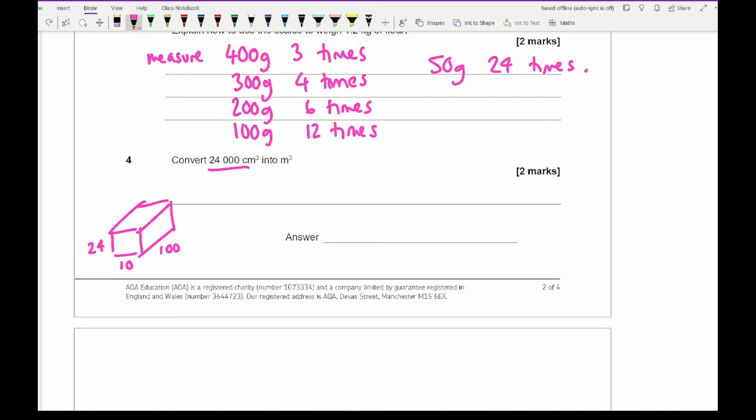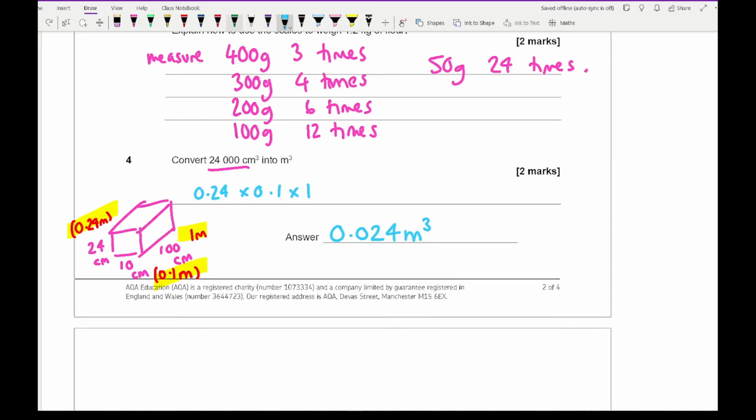So from this, these are all in centimeters. What I can now do is convert each of those into meters. So that's going to be 0.24 meters. 10 centimeters is going to be 0.1 meter, and 100 centimeters is 1 meter. Then to convert it, all I need to do is multiply together these red numbers. So that will be 0.24 multiplied by 0.1 multiplied by 1, and that gives me the correct answer of 0.024, and that's in meters cubed.